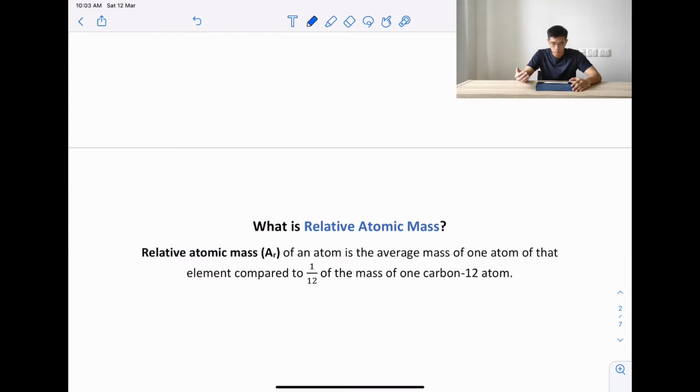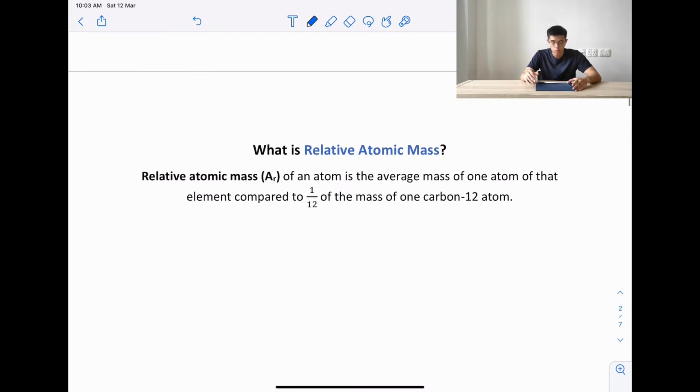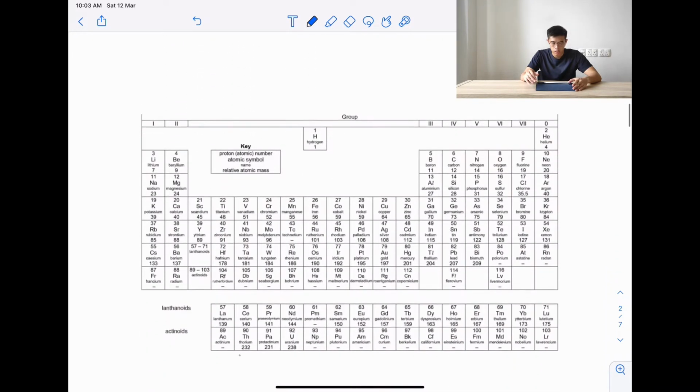So the relative atomic mass of an atom is the average mass of one atom of that element compared to 1/12 of the mass of one carbon-12 atom. So basically it means what is the mass of one atom. To find out the relative atomic mass, we can look at the periodic table.